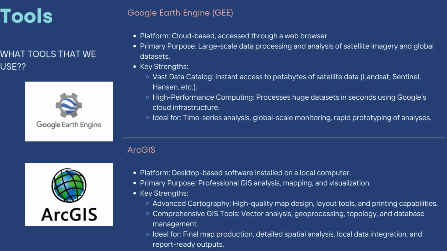First, Google Earth Engine or GEE. Think of GEE as a cloud supercomputer for geospatial data. It's a web-based platform where you can instantly access petabytes of satellite imagery like the Hansen forest change data we use, without downloading anything. Its biggest strength is processing power. Using Google servers, it can analyze decades of data for entire regions in seconds or minutes. We use GEE for exactly that, to quickly process, analyze and detect forest loss across all 4 of our global locations.